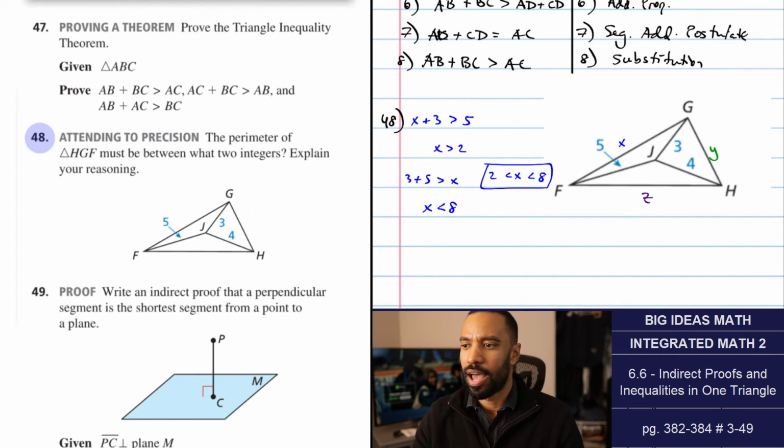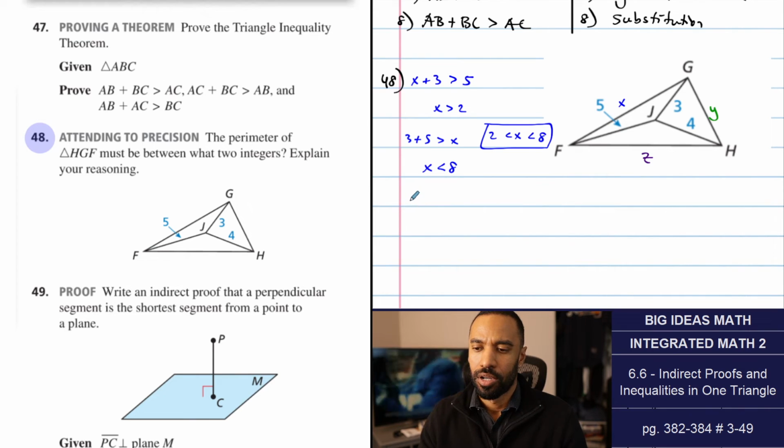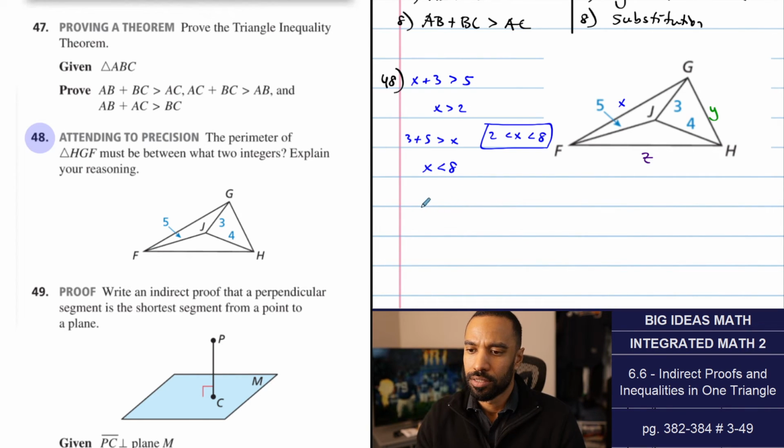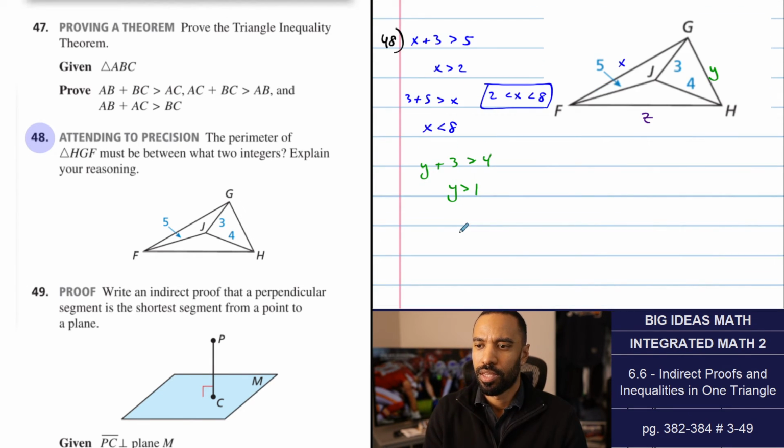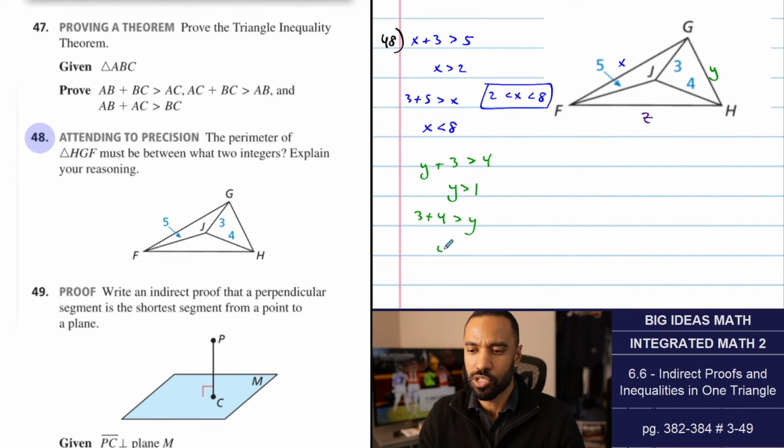Okay, so for y, let's compare 3 and 4. Y plus 3 has to be greater than 4. So y has to be greater than 1. And 3 plus 4 has to be greater than y, which is 7. So y has to be less than 7. So y has to be between 1 and 7.